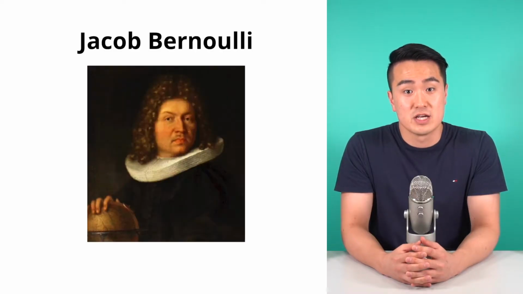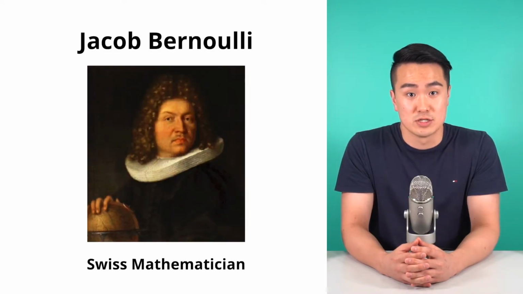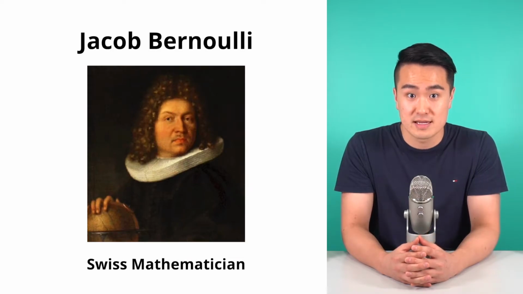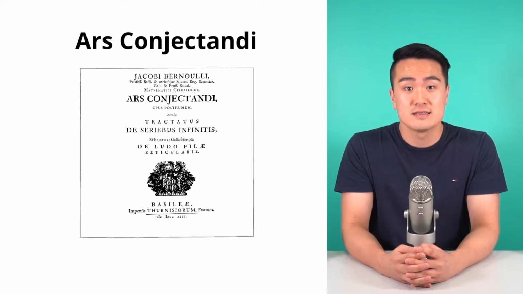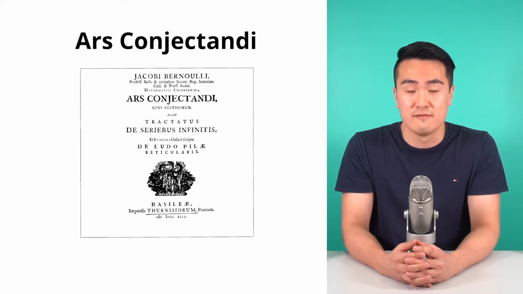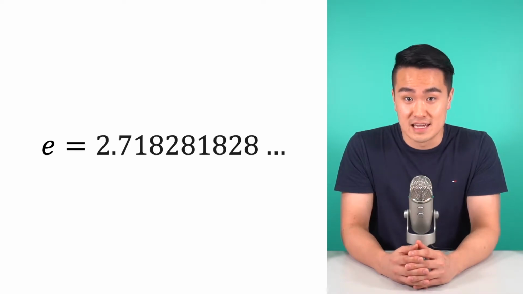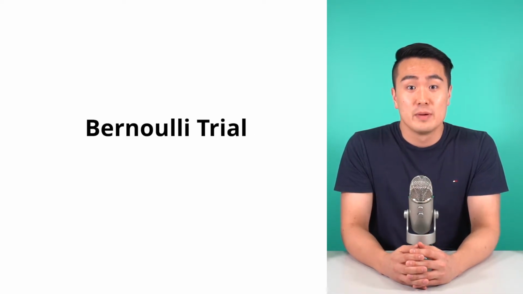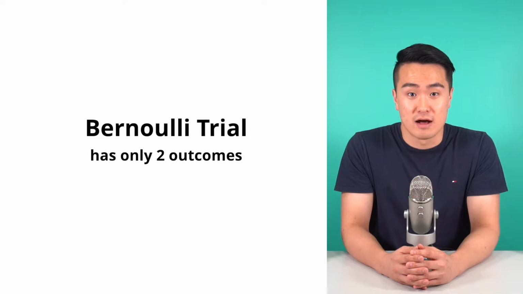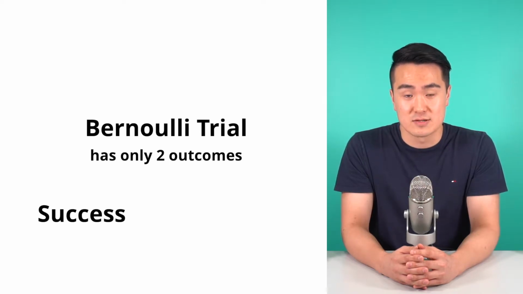A Bernoulli trial is a random experiment that only has 2 outcomes. It was named after Jacob Bernoulli, a Swiss mathematician who pioneered in combinatorics and probability. In his book Ars Conjectandi, he studied how much you would expect to win in various games of chance, which were later called Bernoulli trials. Fun fact, just casually, Bernoulli was the guy who discovered the constant e. No biggie. So a Bernoulli trial only has 2 outcomes, often referred to as success or failure.